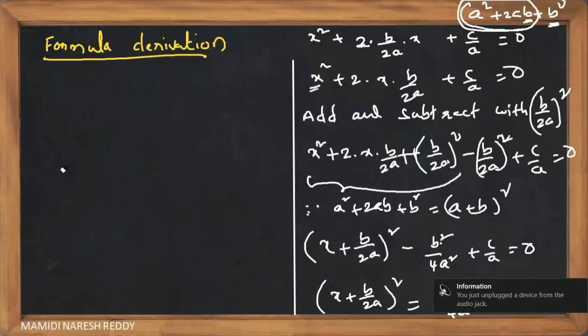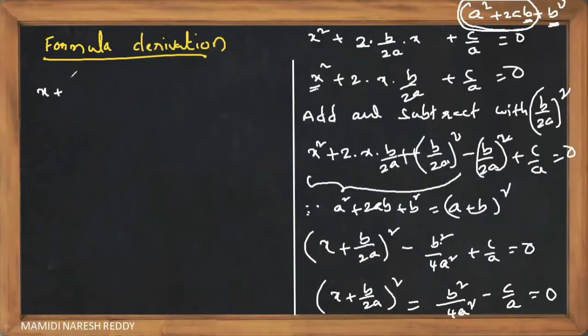Right, children, now close the door. Now, children, say x plus b by 2a whole square is equal. Now, just to simplify this, children, 4a square and 4a. Now, tell me, children, what would be the LCM of 4a square and a? It is 4a square only. Got it?